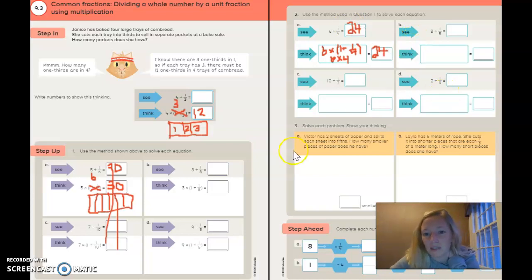Go ahead and give the rest of these a try and the story problems as well, and you can put your answers either on Nearpod or the Google Slides that I have posted. Email me if you need help.